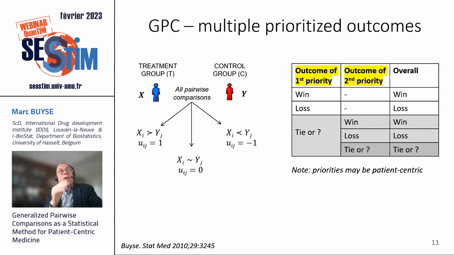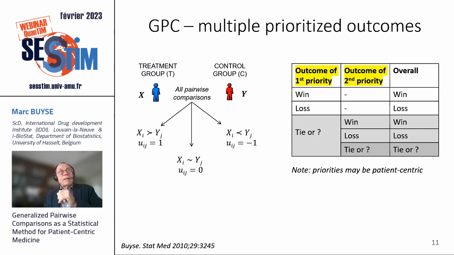It's actually ordering the outcomes. So you would have an outcome of first priority, followed by an outcome of second priority, and so on. And the scoring here would be just as before, except you would look at the first outcome first, the outcome of highest priority first. If you could classify a pair as a win or a loss, a win is a pair that favors treatment, a loss is a pair that favors control, or as a tie. If you can classify the pair on the first outcome, you're done. You stop there and you go to the next pair.